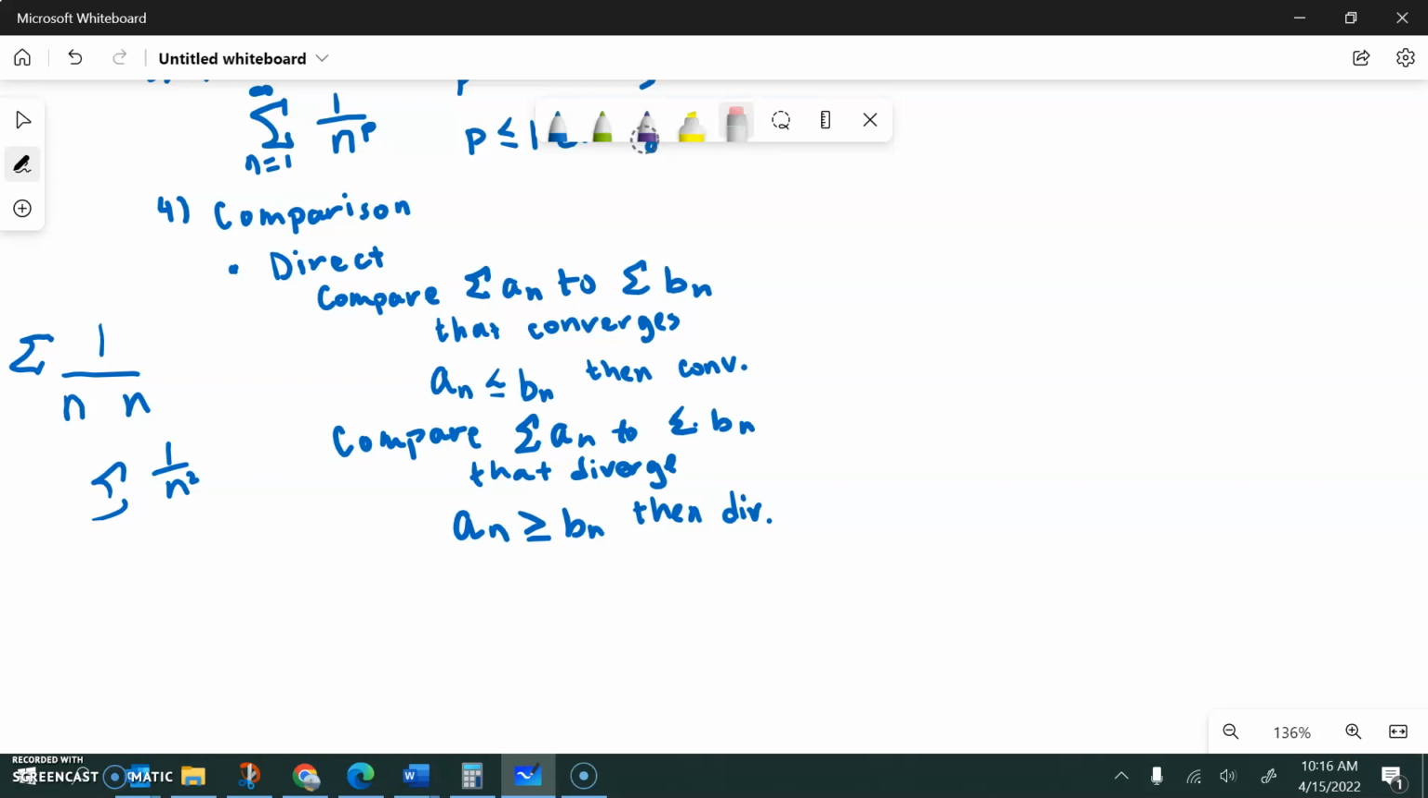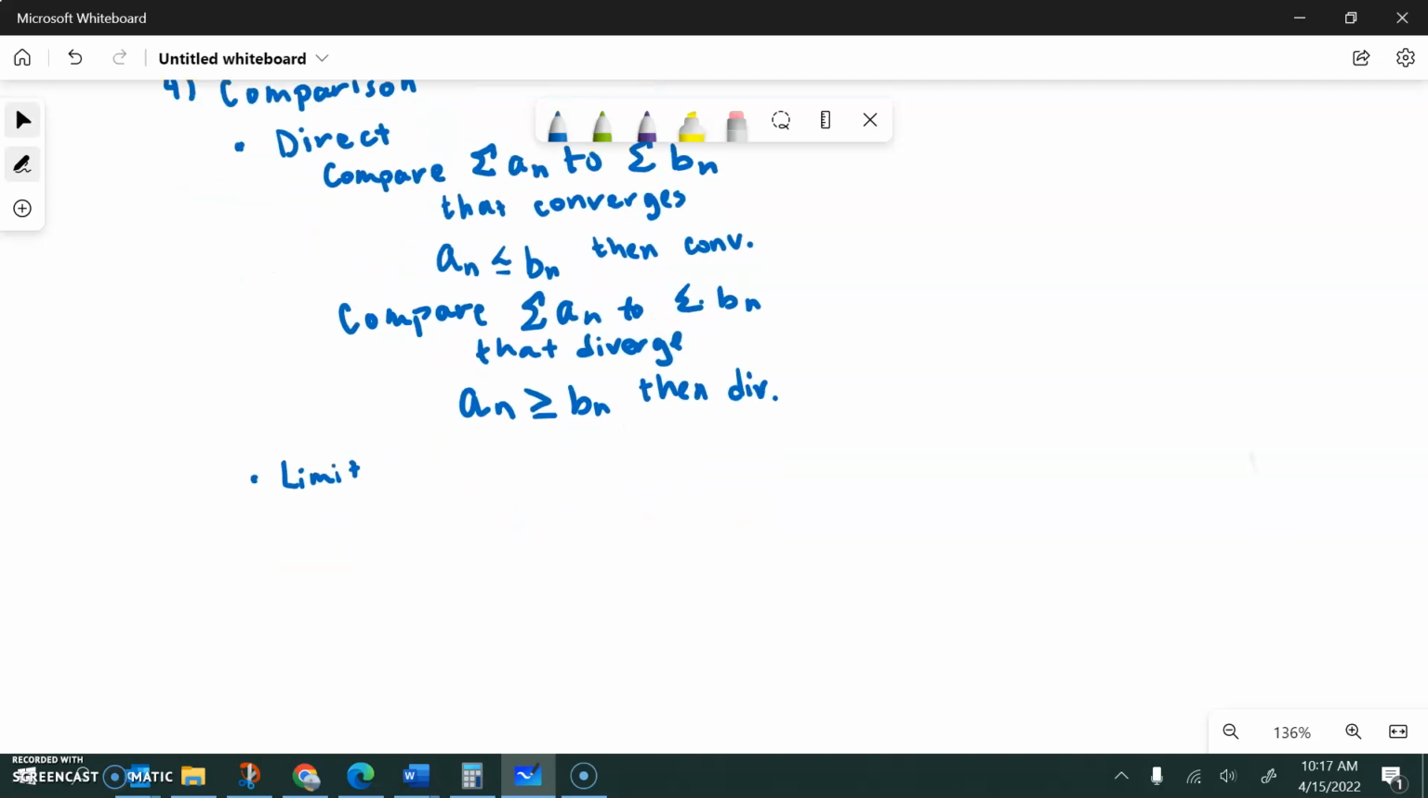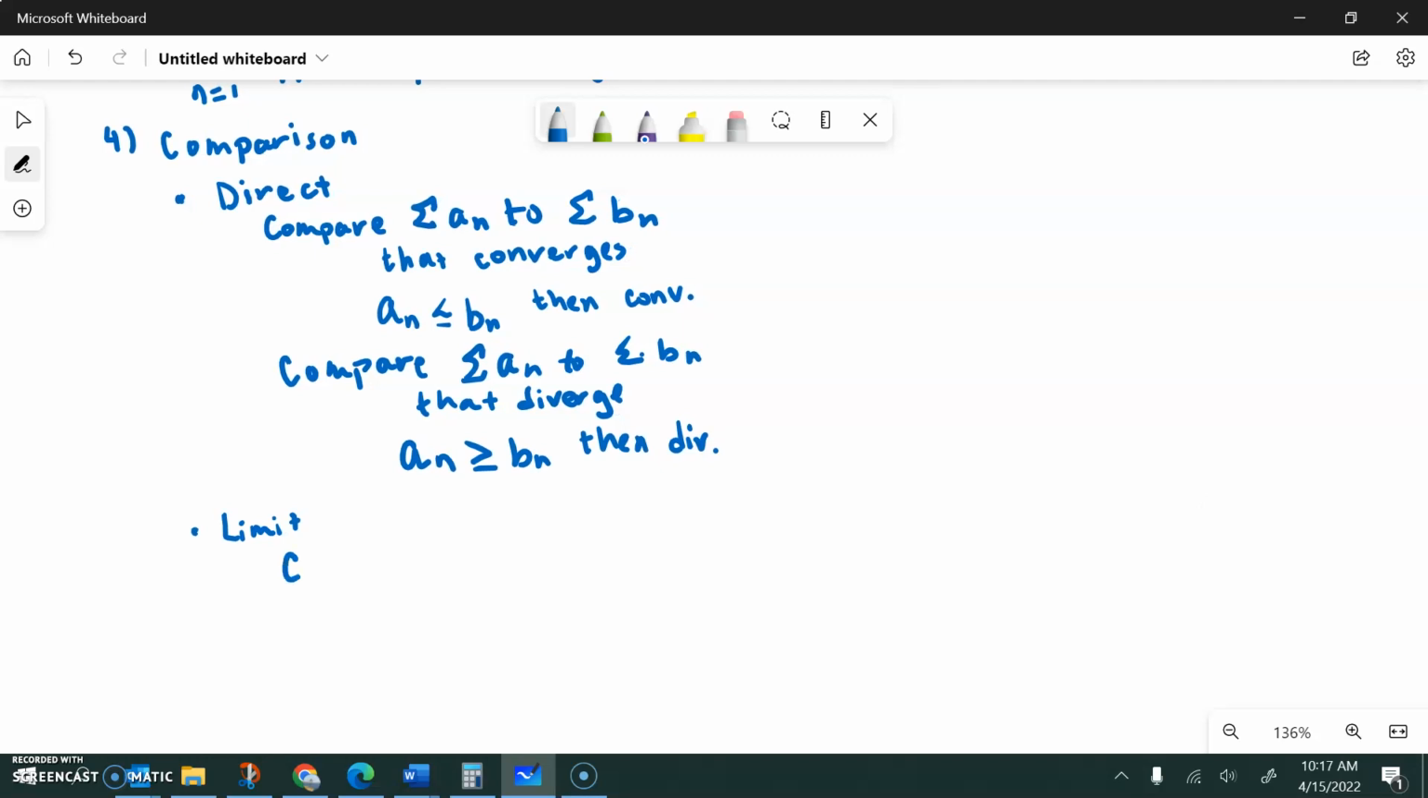But if this were just something like n squared minus n, then direct comparison doesn't work for every single term. So we can't use direct comparison in that situation. What we do instead is we say, well, those are basically the same series, so we do a limit comparison. And what limit comparison does is it lets us just compare the behavior of our function, and if it approximates another function, then we have either divergence or convergence.